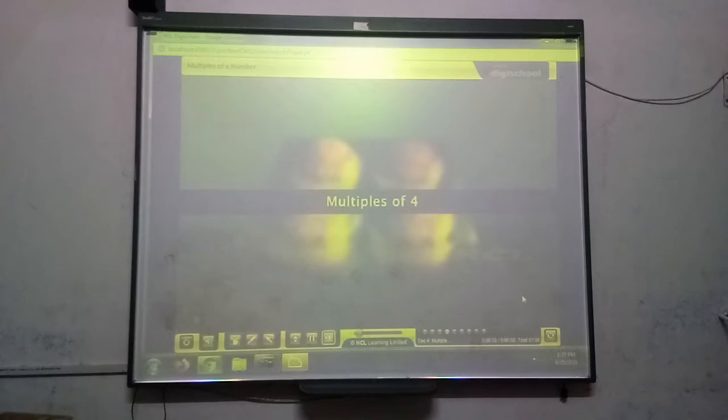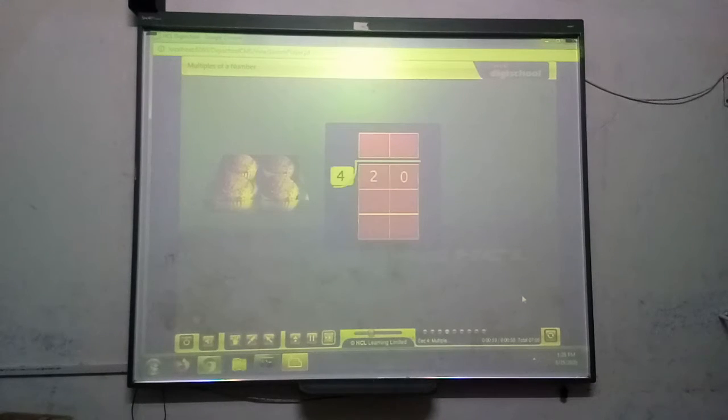Let's see whether seller can buy 20 cupcakes using packs of 4 cupcakes. We can also find this using division. To find whether 20 is a multiple of 4 or not, let's divide 20 by 4. 4 fives are 20. The remainder is 0. So, 20 can be exactly divided by 4.